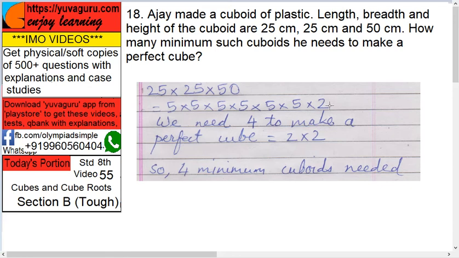Now if you have to make this a perfect cube, a group of 3, you will have to multiply 2 2 2. Right? So one 2 is there. We require 2 more 2s. So we need to multiply it by 4 to make it a perfect cube. Right? So that is the required answer. So minimum 4 cuboids are required of 25 by 25 by 50 so that they make a perfect cube.